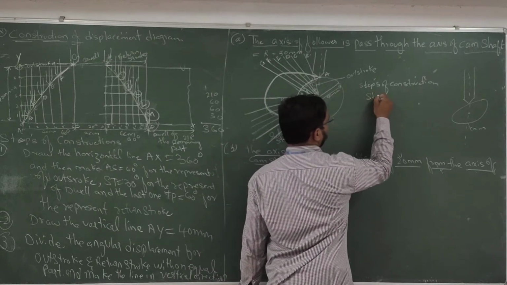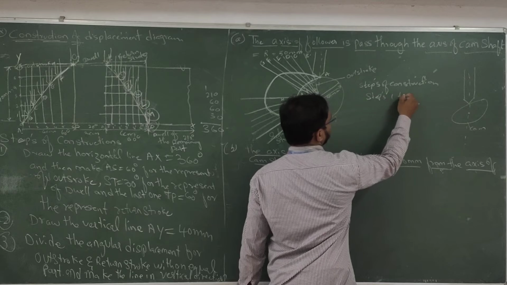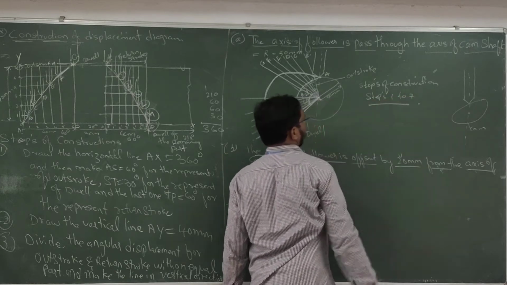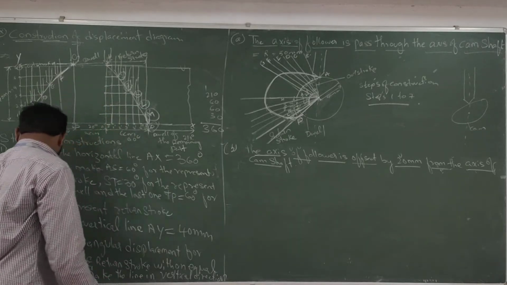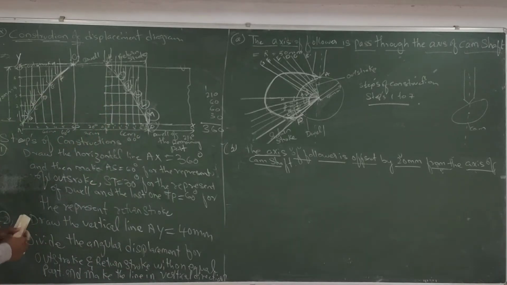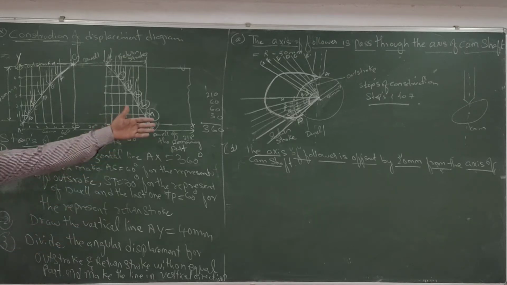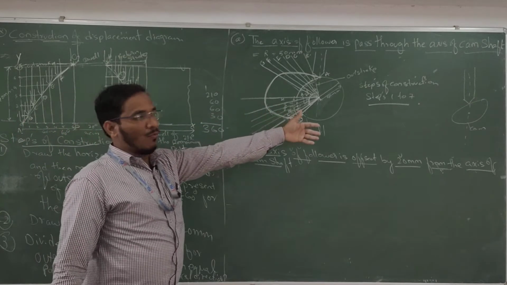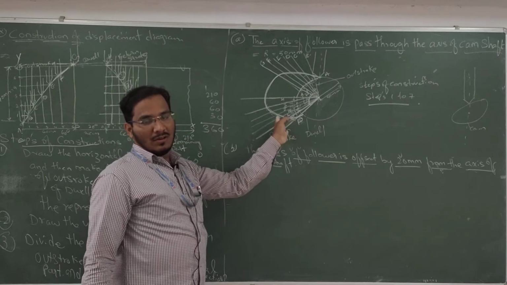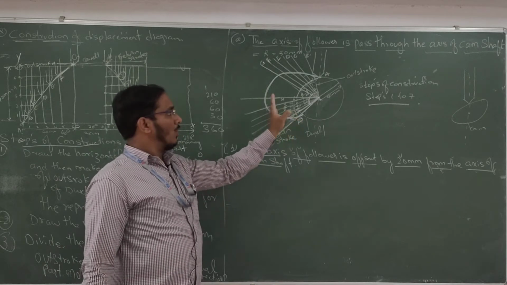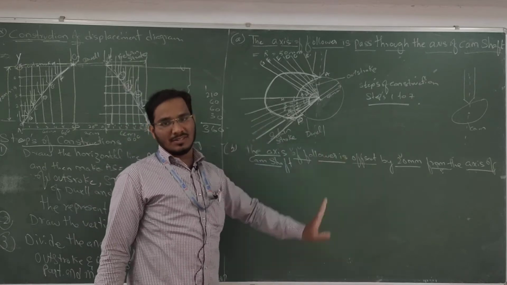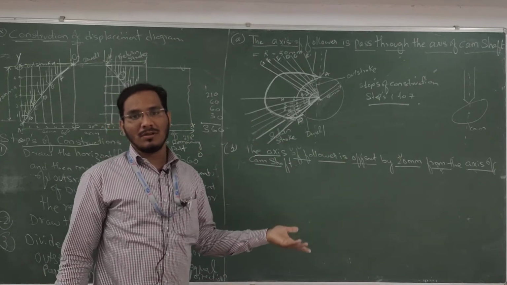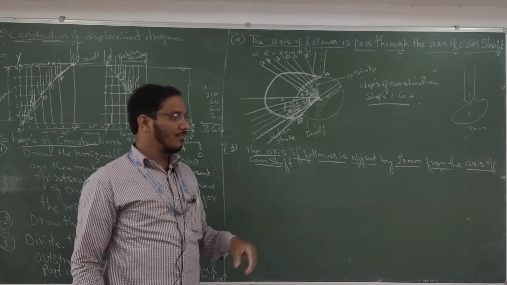Steps 1 to 7, or 1 to 6, you can write like this. I have already given you the steps of construction for the displacement diagram. You have to write here also, whatever I wrote and told you about this figure, and write the sentences. It is not a big task for you to complete.